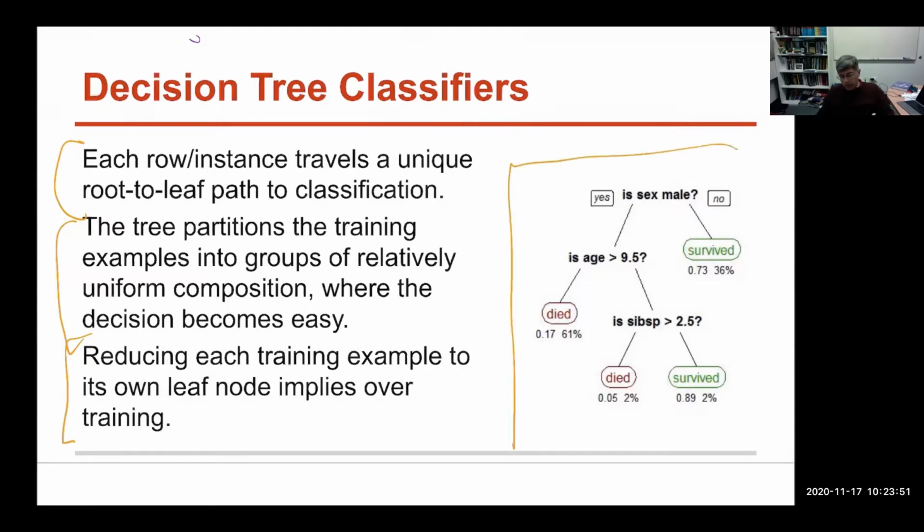Here is a decision tree for who survived the Titanic disaster. You remember the Titanic? Who survived the Titanic? Kate Winslet survived the Titanic. Okay, Leonardo DiCaprio didn't survive the Titanic disaster. That was a ship that hit the iceberg.